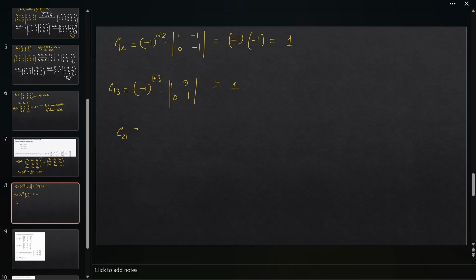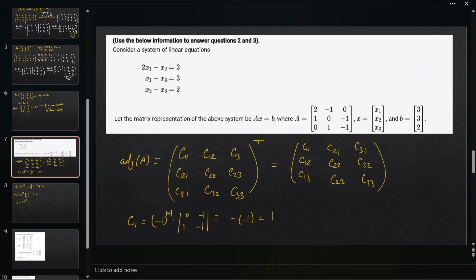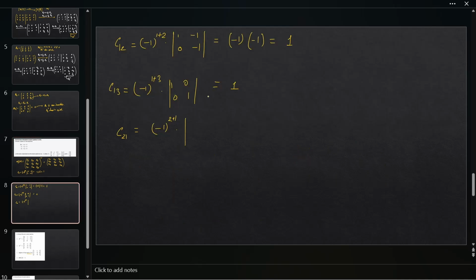Now comes C21. C21 is minus 1 to the power 2 plus 1 times this determinant, which is given by minus 1, 0, and 1, minus 1. So it is equal to minus 1 times of 1 minus 0, 1. So it is basically equal to minus 1.